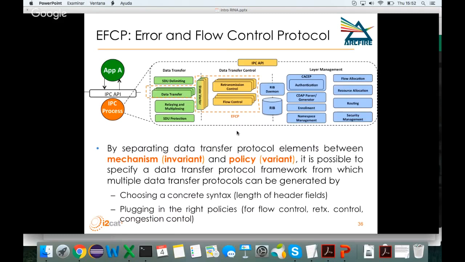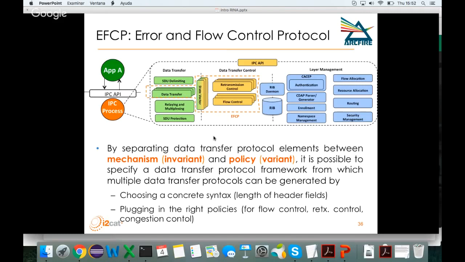So within the DIF, we just have two types of protocols. One, EFCP, the error and flow control protocol, which you can think of as a configurable IP plus TCP/UDP. So, a configurable transport plus network layer together, from which multiple data transfer protocols can be generated.